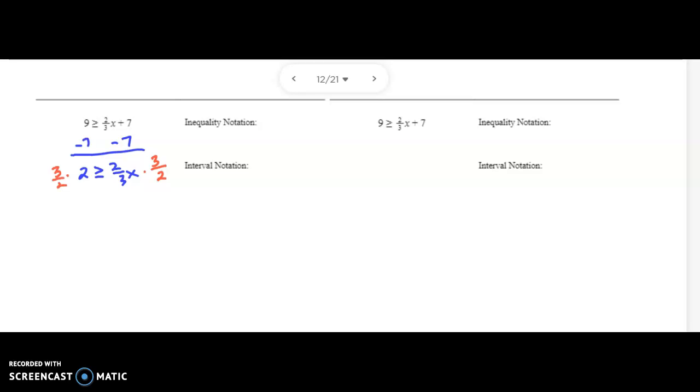Now on this left-hand side, you end up with 3, and this is going to be greater than or equal to x. These cancel out like that. Now, 3 is greater than or equal to x, or another way of saying that is x is less than or equal to 3. So that's the inequality notation: x is less than or equal to 3.